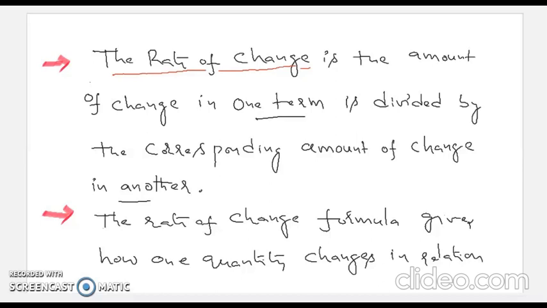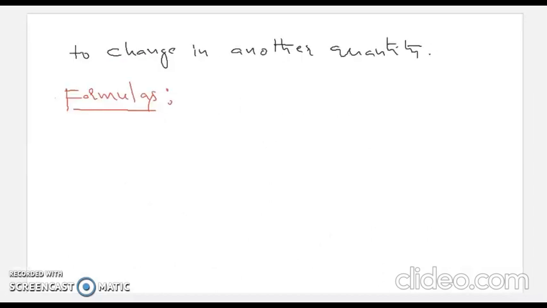Second point, the rate of change formula gives how one quantity changes in relation to change in the other quantity. This is the overall idea on rates of change. So you remember one thing, rate of change means the process of finding slopes. Here we have some formulas on rates of change: a basic formula, rate of change formula in algebra, and last one is rates of change of functions.